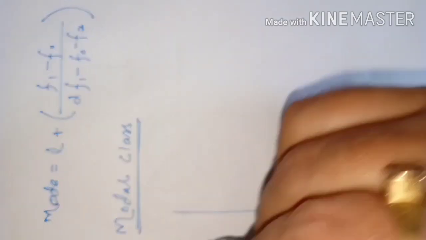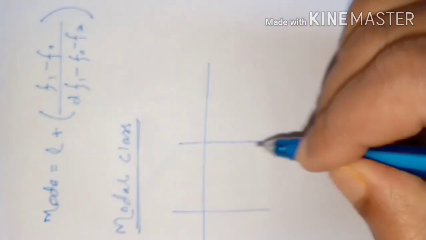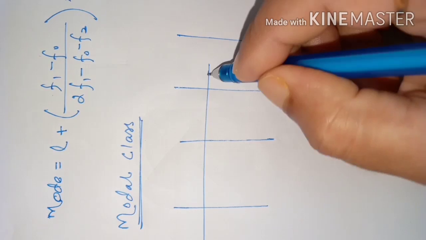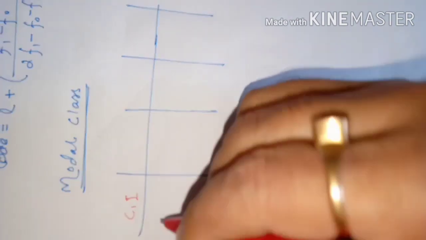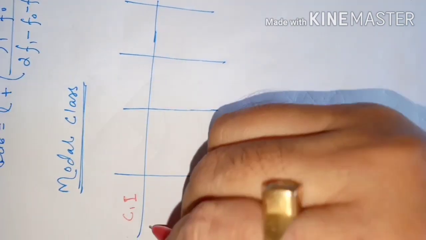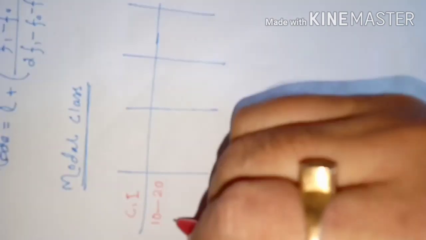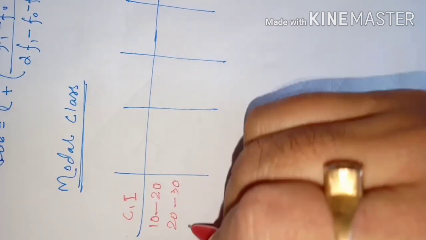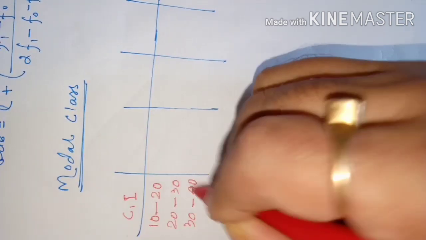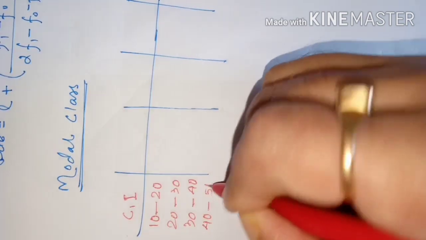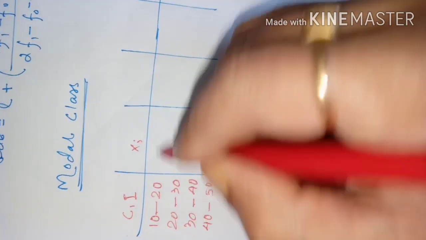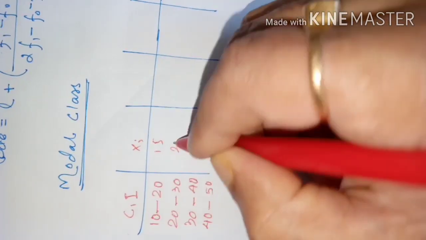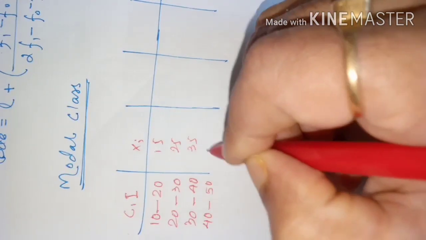Suppose the class intervals are 10 to 20, 20 to 30, then 30 to 40, and 40 to 50. Then their mid values are like this: 15, 25, 35, 45.